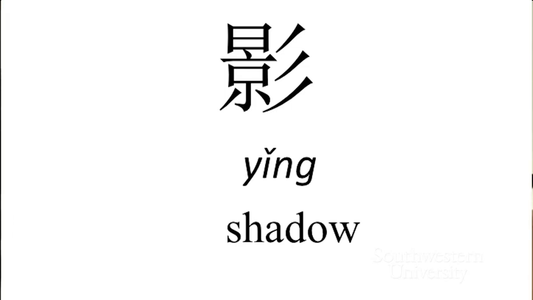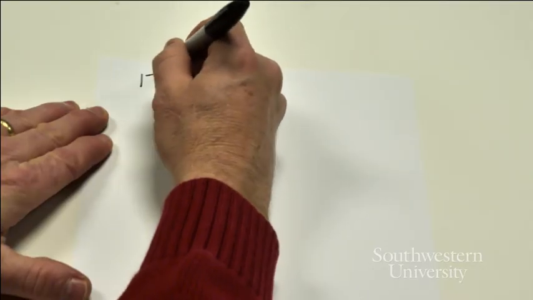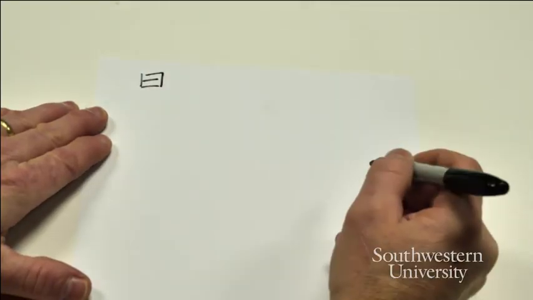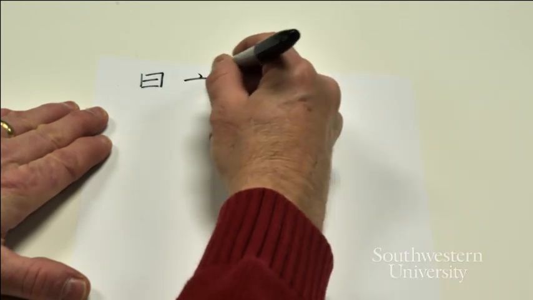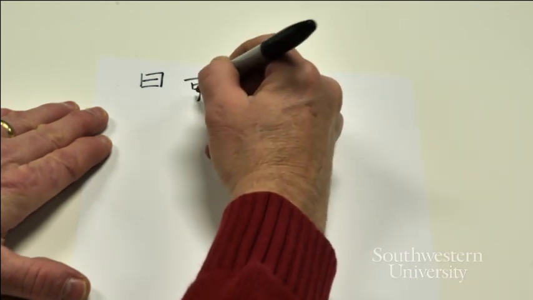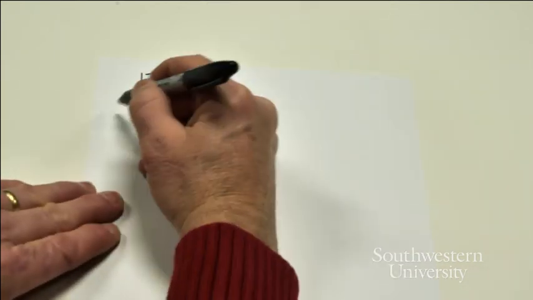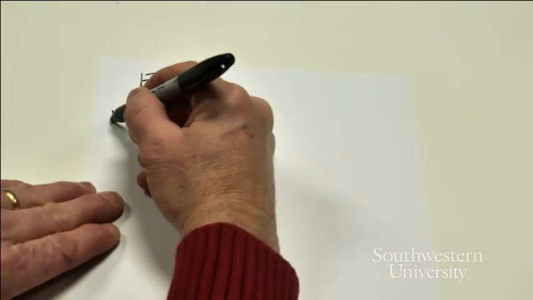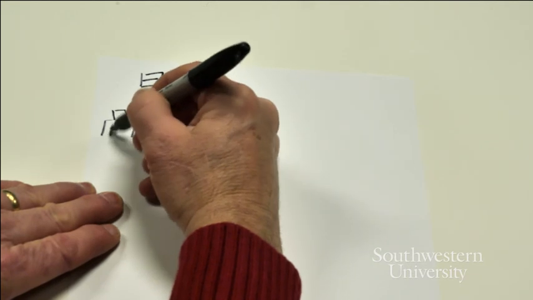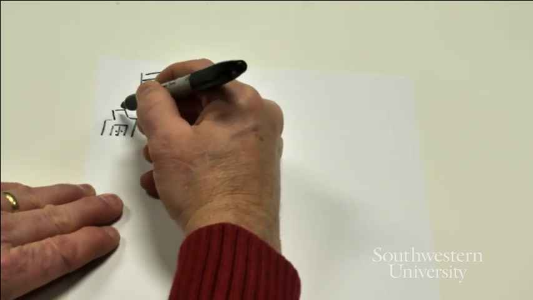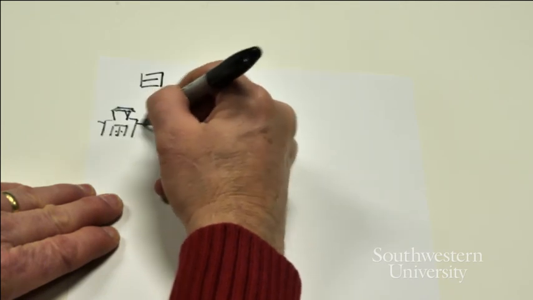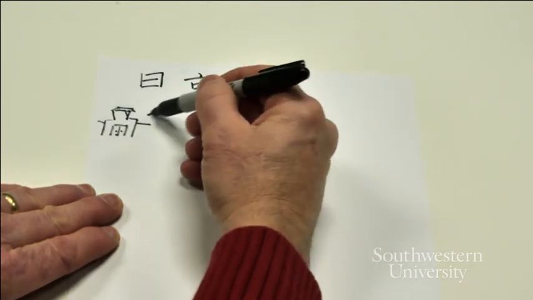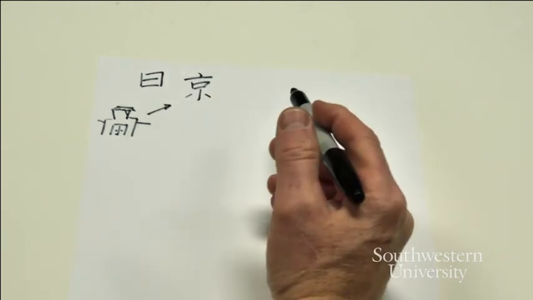Ying, this is a cool character. So we have the sun at the top of the left-hand side over jing, which is phonetic. Jing is capital, and we've talked about this several times. It's a depiction of a gate tower for a city. Here it is, the gate tower, and there are the walls. So you can sort of see how that represents a gate tower.